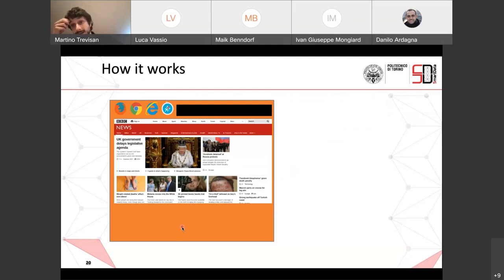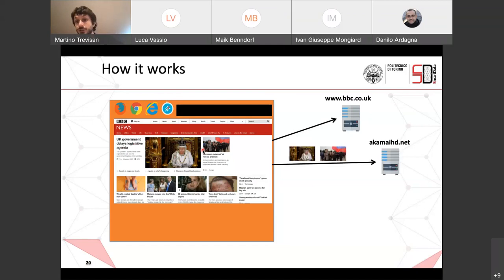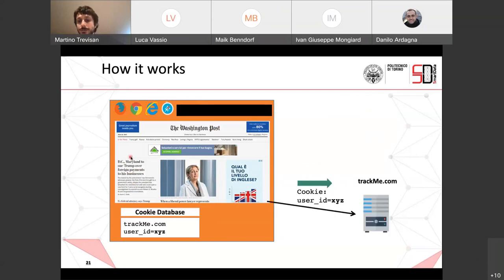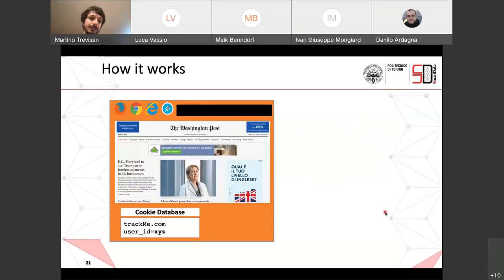So web tracking is actually very simple, the operation. When you go on, for example, with your PC on BBC, your PC contacts the BBC web server to download the main HTML, the web page. Then images are potentially hosted on other servers like cloud providers, Amazon infrastructure. And then in the page, if the page embeds the tracker trackme.com, your browser also contacts trackme.com. Trackme.com sets a cookie on your browser. And then trackme.com knows that you've been on BBC. And then when you go on Washington Post, if it embeds the same tracker, trackme.com will know that you have been on both websites, BBC and Washington Post, thanks to the cookie that it set.